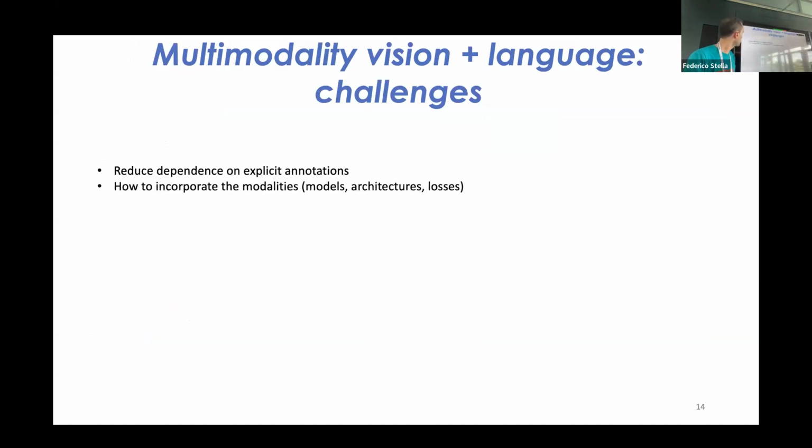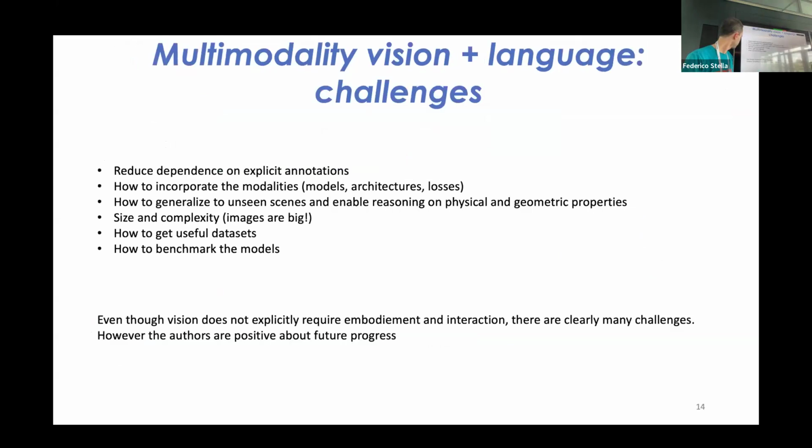So the challenges that we have now, I can just list them all, is that we need to reduce the dependence on explicit annotations. We need to incorporate the modalities, but we don't know how. So let's say, again, we have vision and language. How do we incorporate them? Okay, we want to do it. Nice, we have some data. Nice. How do we incorporate them? What architectures do we need? What laws do we need? How do we make the model able to generalize to unseen stuff? How do we deal with complexity?